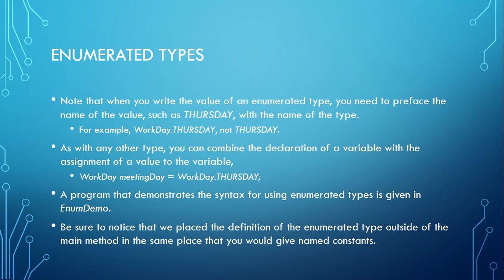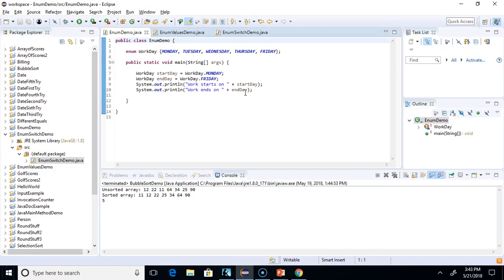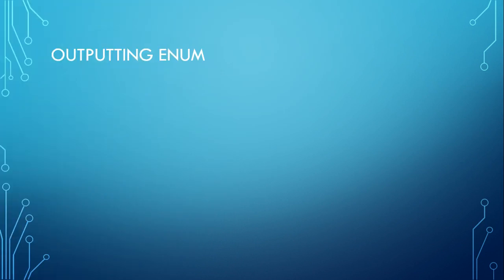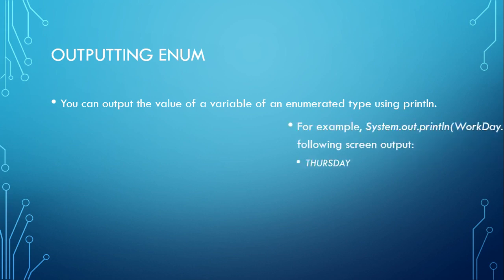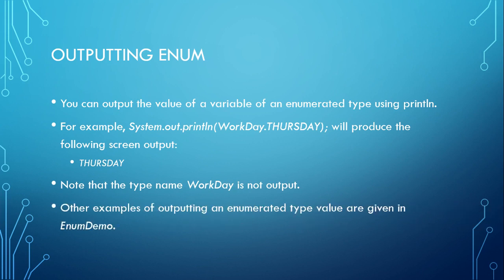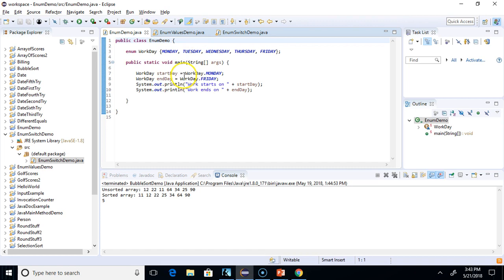Now, be sure to notice that when we created the enumerated types, we placed the definition of them outside of the main method, in the same place that we normally give named constants. So if you notice, it was right here, right before our public static void main. Now, if I want to output an enum, we can output that using just our good old friend println. So, for example, System.out.println(WorkDay.THURSDAY) will produce the following output on the screen: THURSDAY. You'll note that the type name WorkDay is not output. Now, other examples of an enumerated type are given in the EnumDemo, as we showed here. All right, so we could easily just, for example, right here was WorkDay.FRIDAY, and so then output endDay.